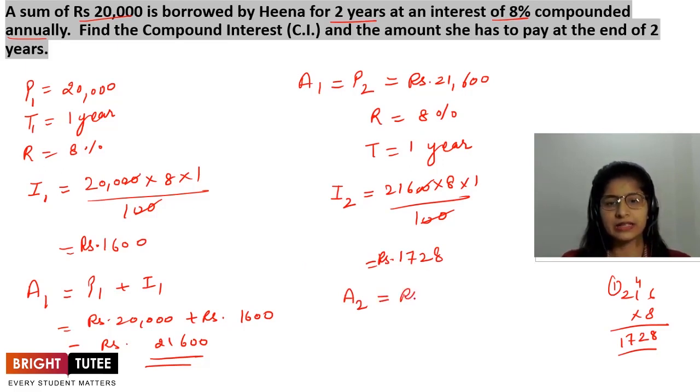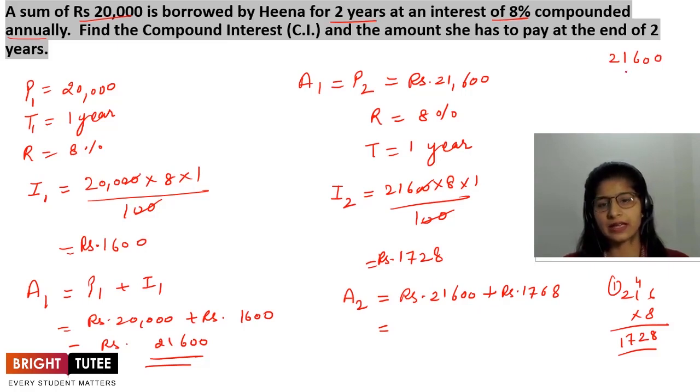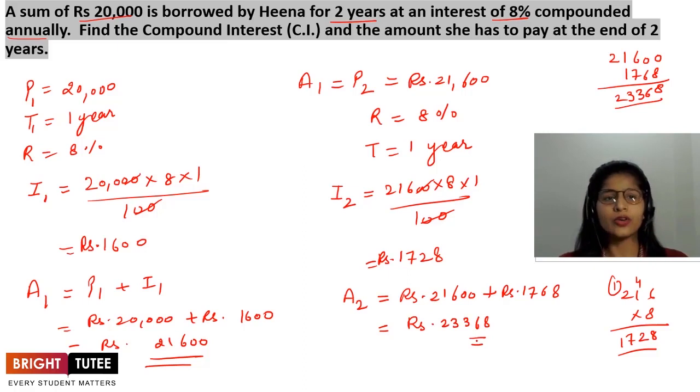What is the amount for second year? Principal for second year, that is rupees 21,600 plus interest for second year, that is rupees 1728. Getting it? So what will be the final amount at the end of 2 years? We have to add 21,600 with 1728. 8 and 0, 8. 2 and 0, 2. 7 and 6, 13. 1 and 1, 2 and 1, 3 and 2. So 23,328. This is the amount that Hina will pay at the end of 2 years.